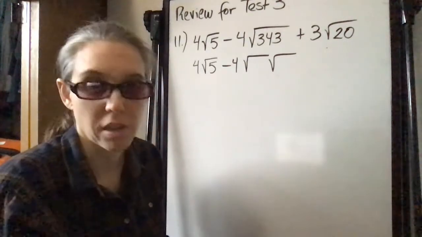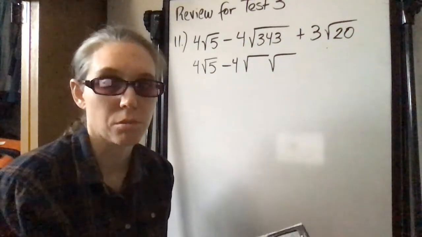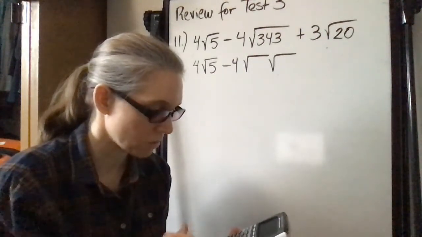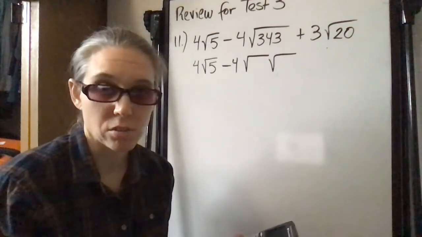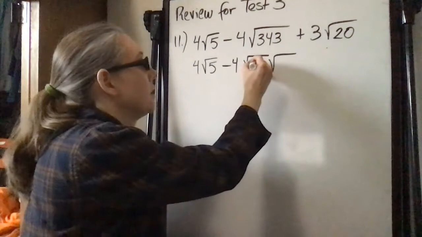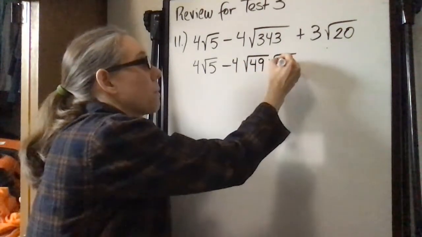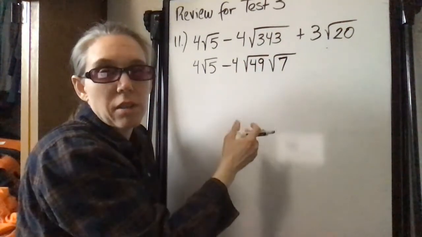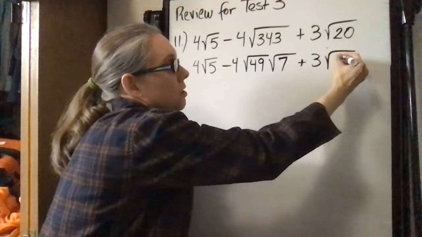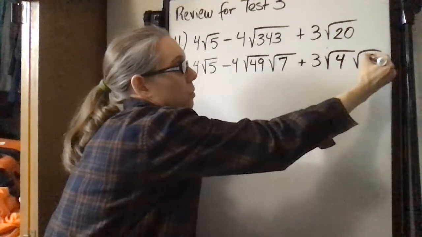No, it's not. So then you think to yourself, what divides into 343? And you can just start testing numbers. So 343 is divisible by 7. And you'll see that you end up with 7 times 49. So 49 is a perfect square. And 7 is your leftover radical. Square root of 20, of course, splits into root 4 times root 5.